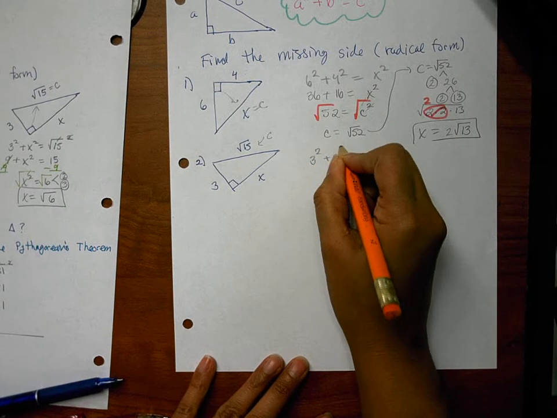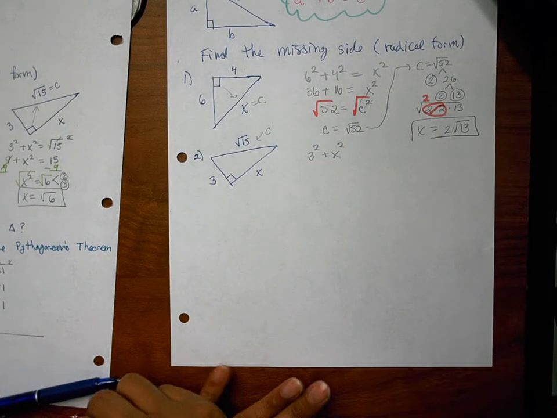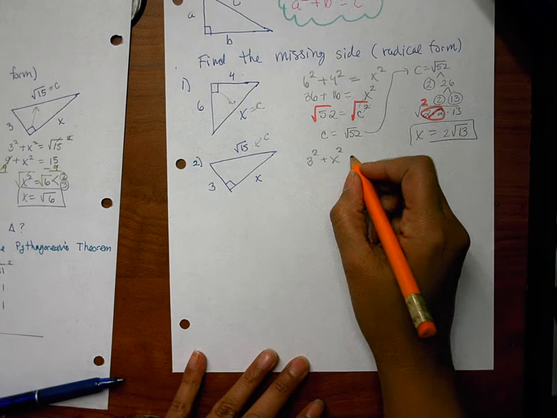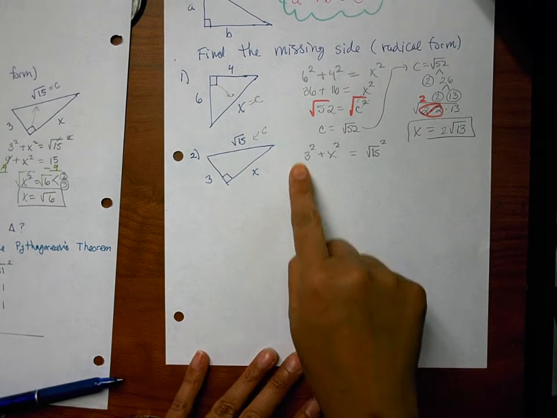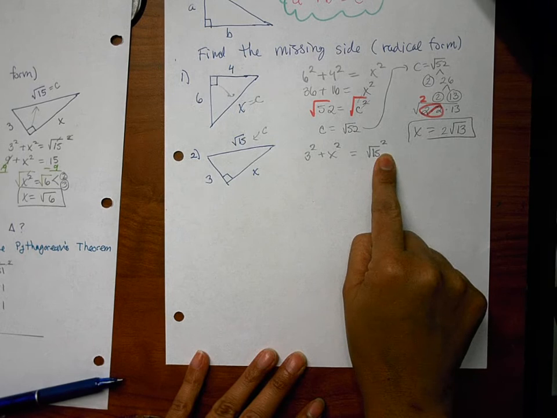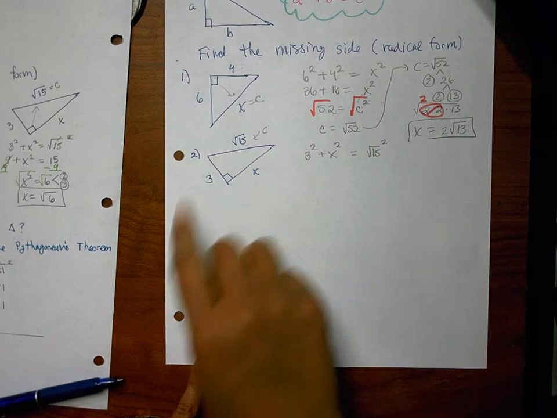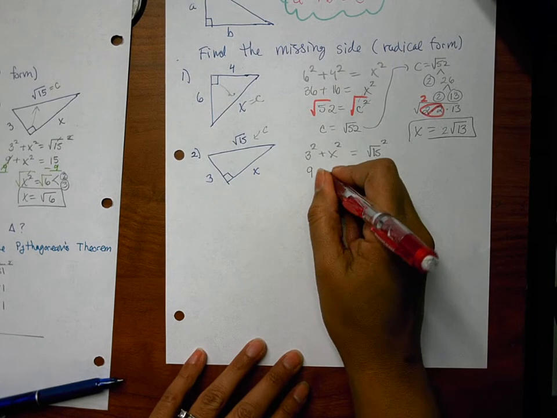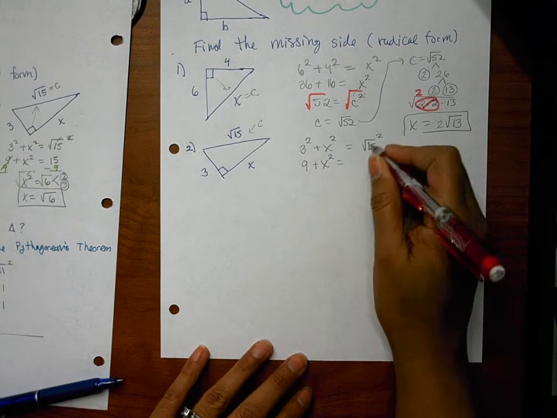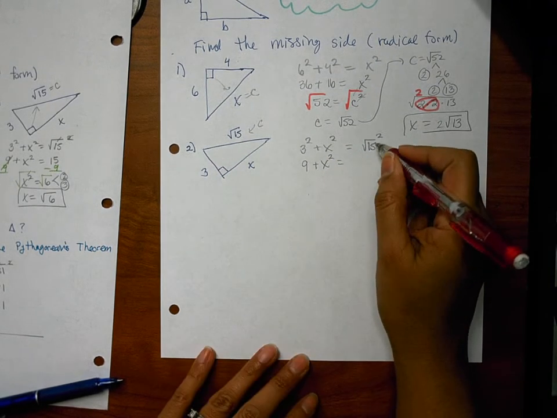All right, so we're going to have a squared plus b squared: 3 squared plus x squared. If you put x squared plus 3 squared, that's perfectly fine, equals the square root of 15 squared. A squared plus b squared equals c squared. 3 squared is 9 plus x squared.